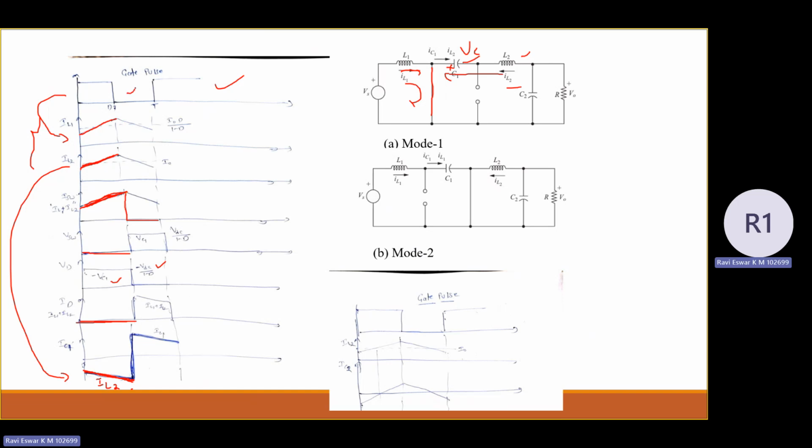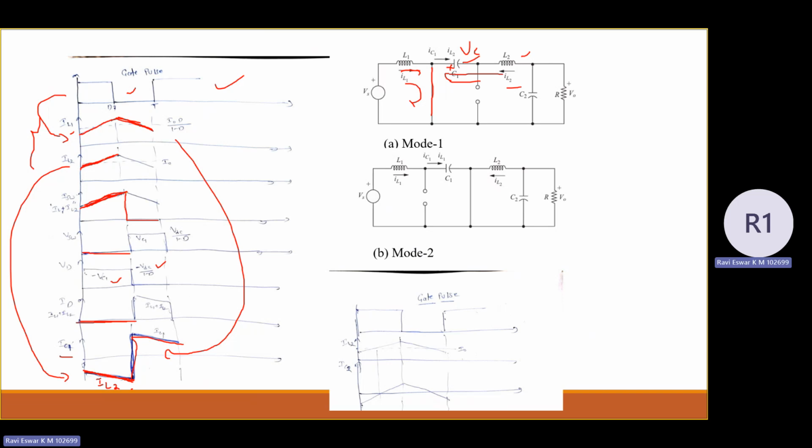Similarly, you analyze when the gate pulse is removed, when the switch is turned off. When the switch is turned off, the inductor L1 is in discharging state and charging the capacitor C1. So the same line can be drawn for the capacitor C1 current. This is how you can draw IC1 and then IL1.